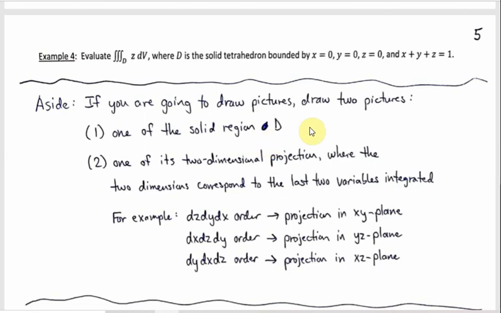And then once you eyeball that and figure out which order of integration you're going to use, you also probably want a 2-dimensional projection, like the one that you're going to need. So if you're going to go dz, dy, dx, you're going to want the projection onto the xy plane, so like the last 2 variables. The 2 dimensions that you want correspond to the last 2 variables that you're going to integrate with respect to. Right? So here, dx, dz, dy, you want the yz plane. Dy, dx, dz, you want the xz plane, right? Since x and z are going to be the last 2.